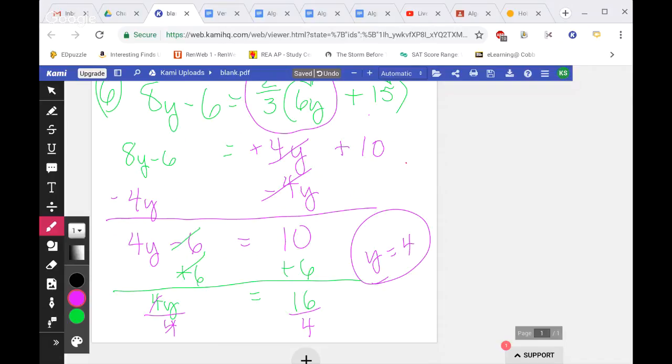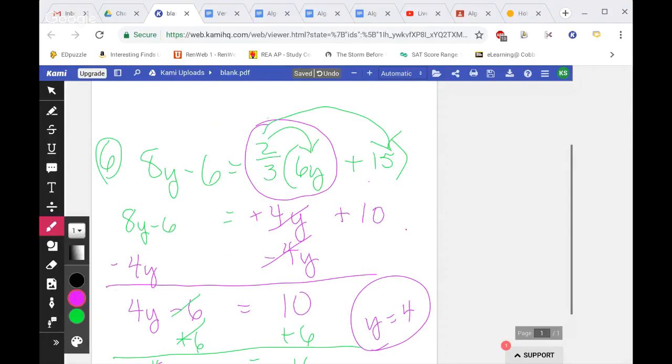How did you get 10 again? How did I get what again? The 10? When I multiplied 2/3 times 15. Let me do it real quick up here. I'm distributing that 2/3 to the 15. 3 goes into 15 5 times, and 2 times 5 is 10. Okay. Does that make sense? Yes.